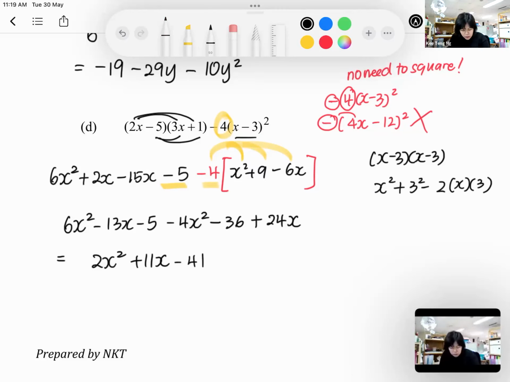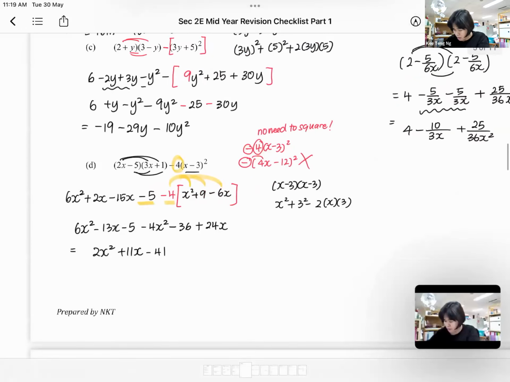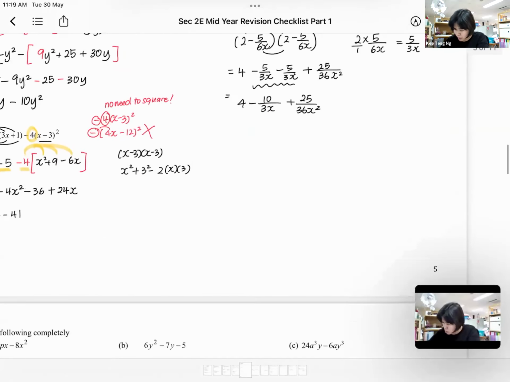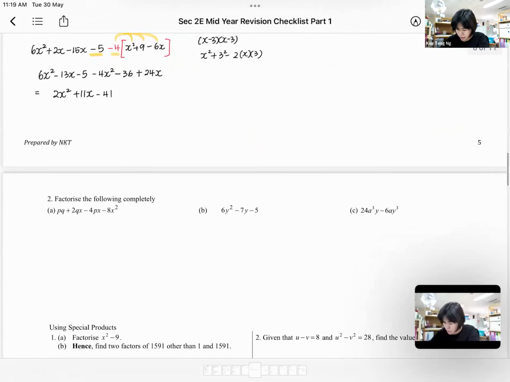Those who get this answer correct, give me a thumbs up or tick. Okay, good. There are a few of them. Thank you. At least you respond. I know you're alive. This one is which page already? Page 5. Okay, one more page. Maybe we can end at 11:30.